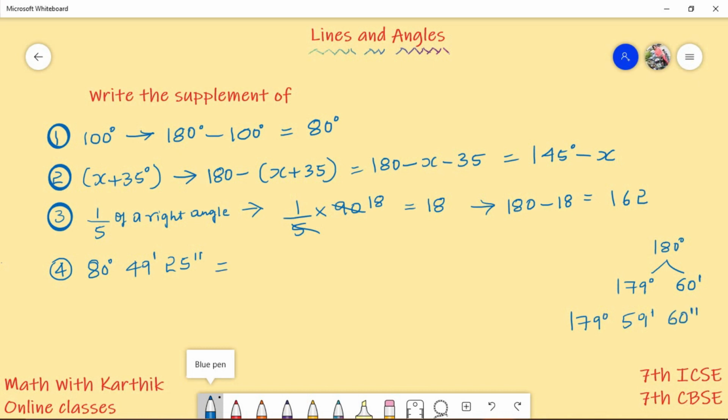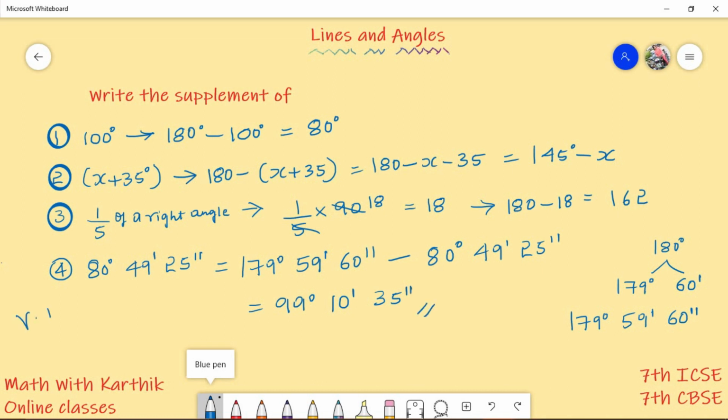Now, what is the supplement of 80 degree, 49 minutes and 25 seconds? So 179 degree, 59 minutes, 60 seconds minus 80 degree, 49 minutes and 25 seconds. Now 179 minus 80, that is 99 degree, 59 minutes minus 49 minutes, that is 10 minutes, 60 seconds minus 25 seconds, that is 35 seconds. So this is the answer. And this is a very important question from an exam perspective.